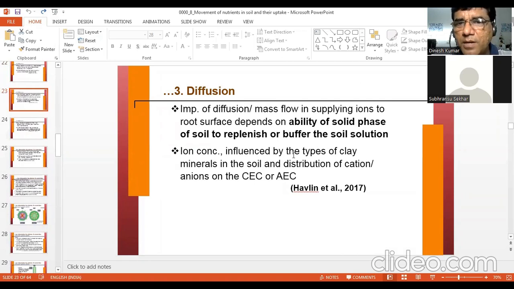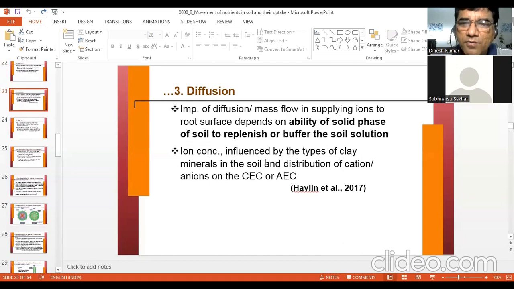The importance of diffusion and mass flow in supplying ions to the root surface depends on the ability of the solid phase of soil to replenish or buffer the soil solution. The solid phase is mostly colloids, so how much they can replenish the solution or buffer the soil solution is also important. If there is no source for the solution, there are no nutrients in the solution. Then what will it transport? So the buffering capacity of nutrients should be high.